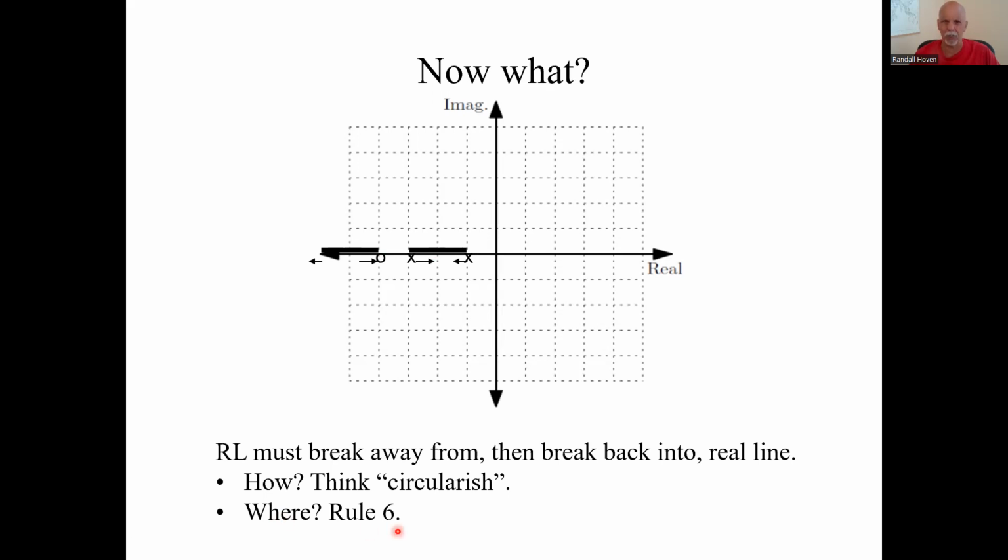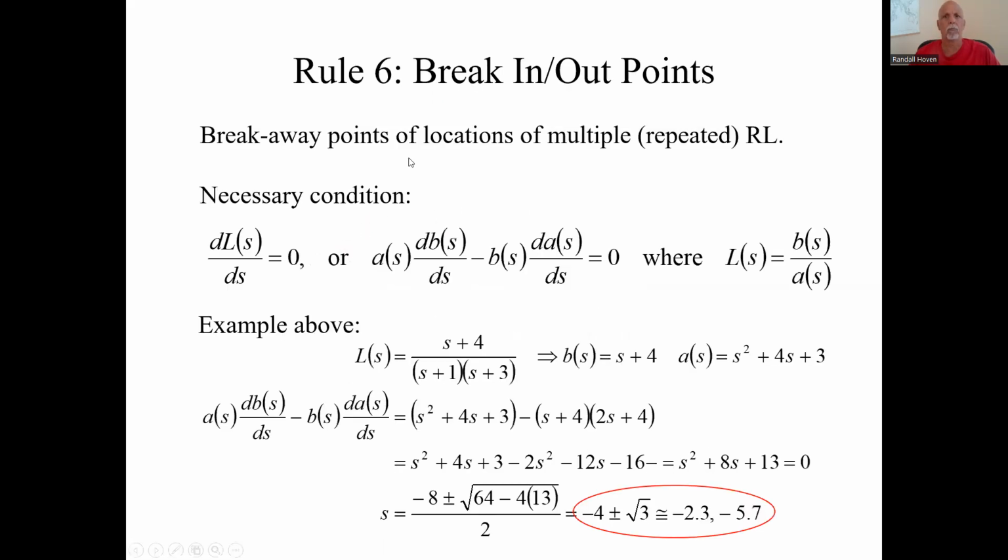And here's where we need rule 6, which says, where does it leave and come into the real line? Break-in and break-out points. There's a necessary condition for that. The derivative of L with respect to S has to equal 0. So if you think of L as having a numerator B over denominator A, you know, the quotient rule of derivatives, this must be true now. This is just the quotient rule of taking the derivative.